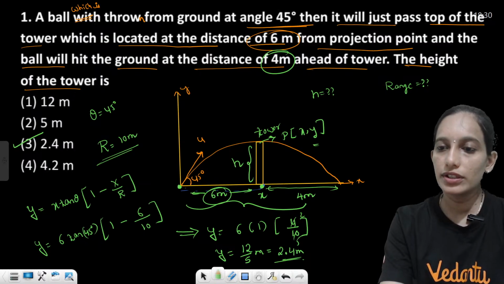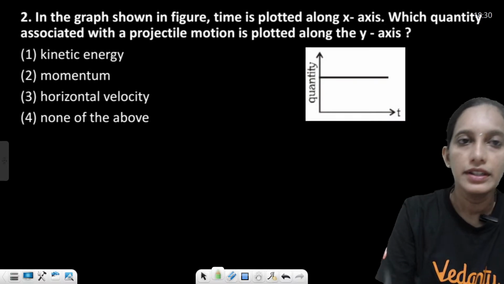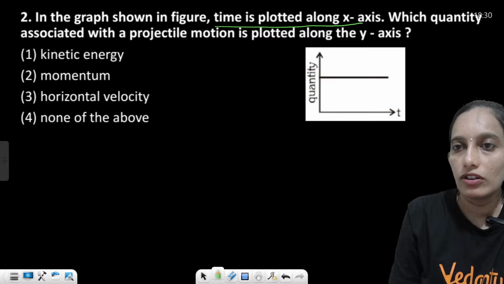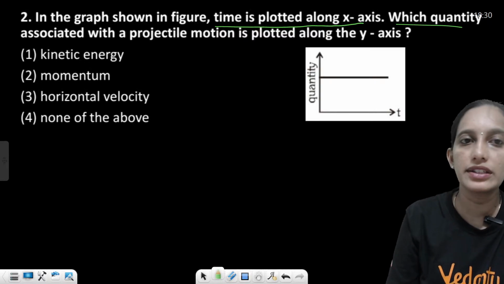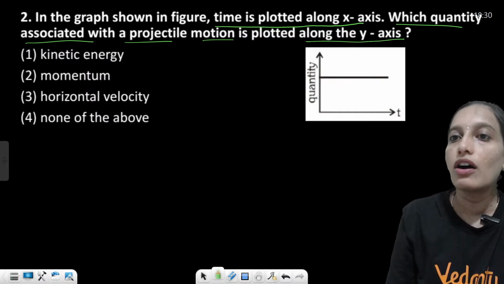12 by 5, which is nothing but equal to 2.4 meters. Okay, so next question. In the graph shown in figure, time is plotted along x-axis. Which quantity associated with a projectile motion is plotted along y-axis?